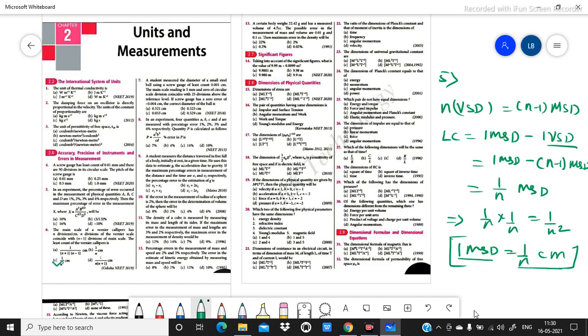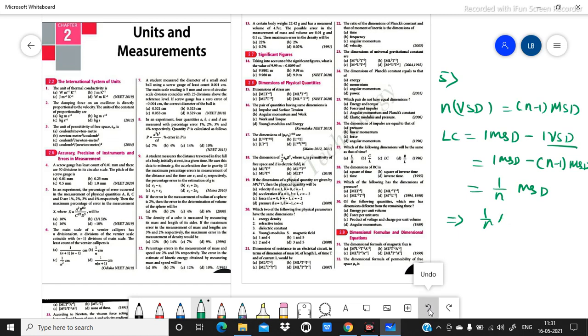Now number 7. Number 7 is saying a student measures the diameter of a small steel ball using a screw gauge of least count 0.01. The main scale reading is 5 mm and 0 of the circular scale division coincides with 25 divisions above the reference level. If the screw gauge has a zero error of minus 0.04 cm, then the correct diameter of the ball is? This type of formula is from screw gauge. Again, you have to remember the formula related to screw gauge. So what is the formula related to screw gauge?